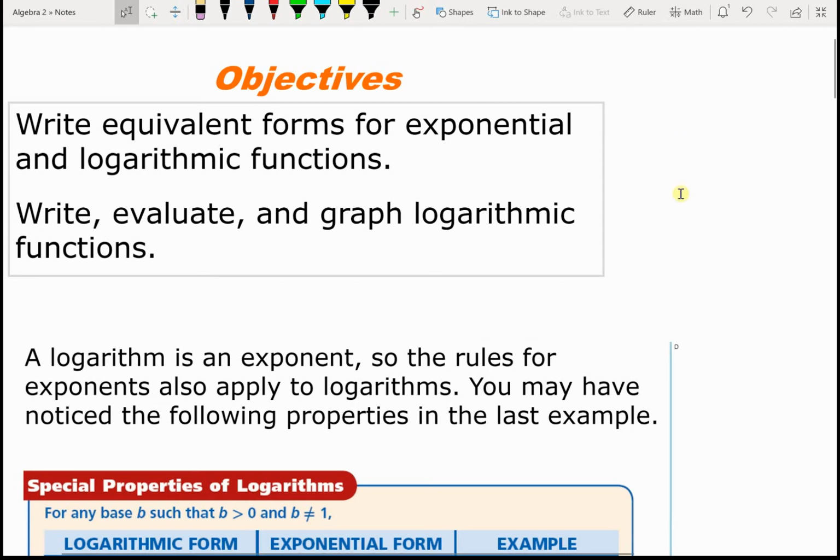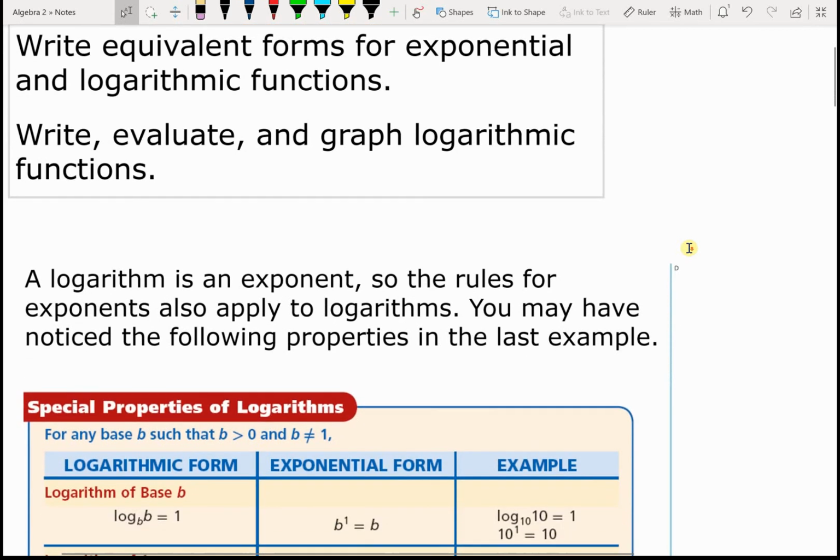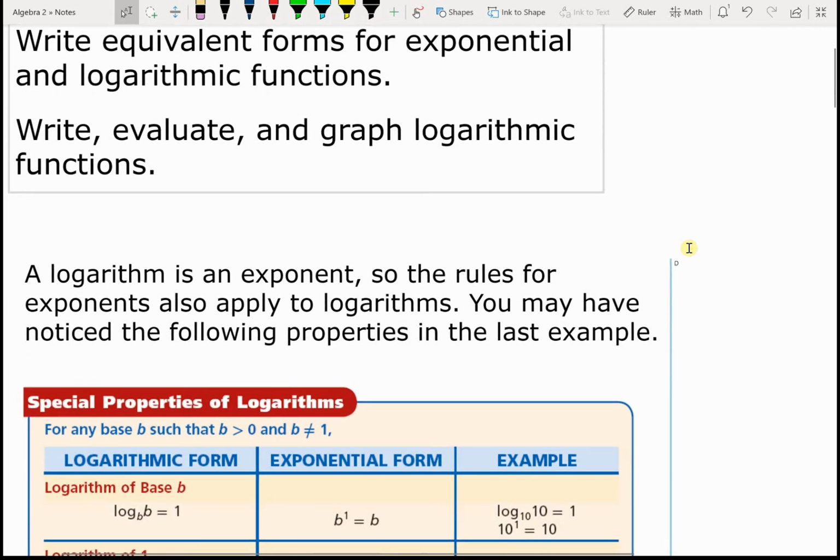So yesterday we were looking at exponential and log functions. We talked about the log function being the inverse of an exponential function and the exponential function being the inverse of a log function. So we're going to take a look at some properties that we've already looked at, but which are important as we move ahead in this chapter.